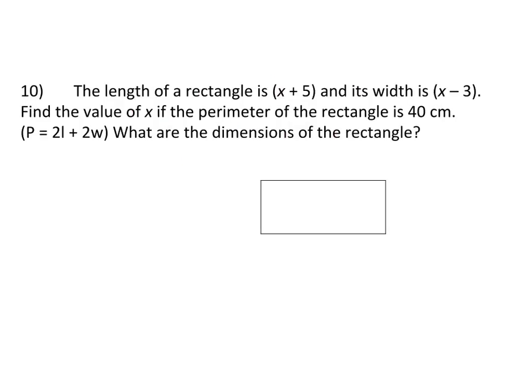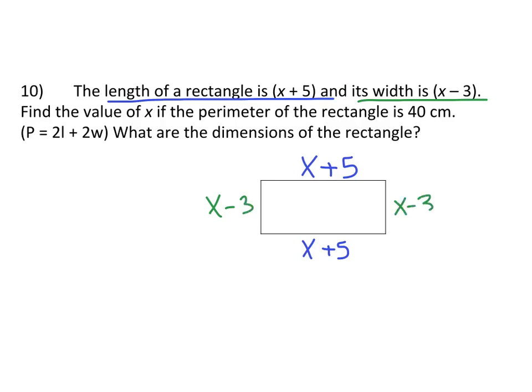For number 10, the length of a rectangle is x plus 5. So remember, a rectangle has 2 lengths. The next part is telling us the width is x minus 3. So once again, we have 2 widths. Then it tells us to find the value of x, given the perimeter is equal to 40. So perimeter means add up all the sides. So I have to add up my 2 lengths as well as my 2 widths. When I do that, I get 40.